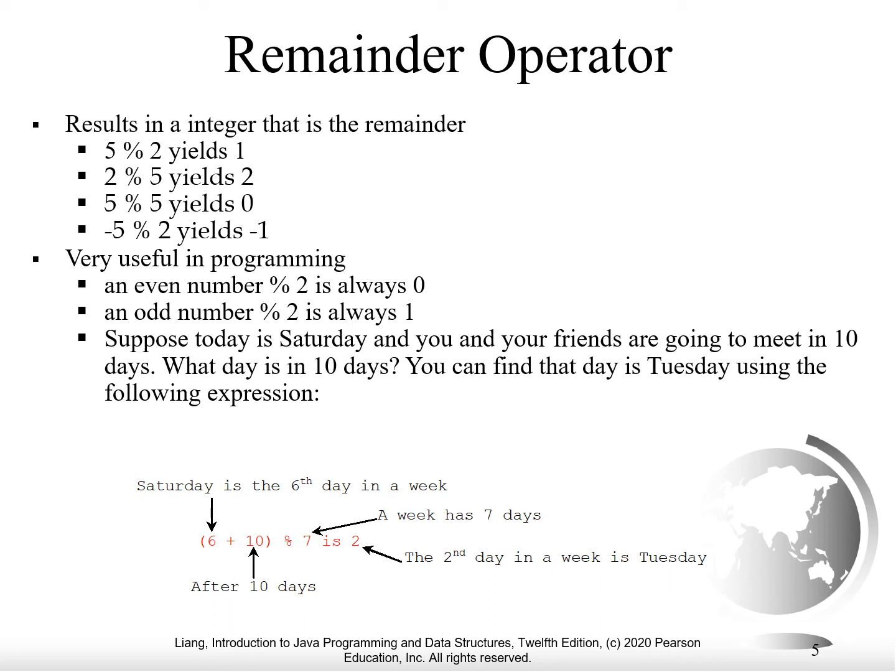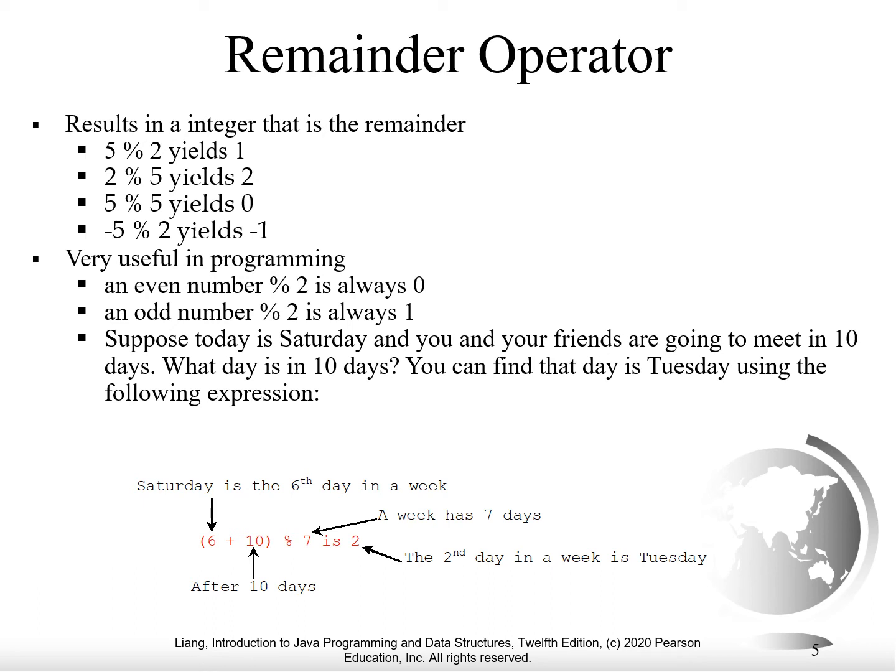Let's consider another example. Suppose that today is Saturday and you and your friends are going to meet up in 10 days. What day of the week is in 10 days? Well, since there's 7 days in a week, we will use modulo 7. Therefore, the result will be an integer from 0 to 6, exactly 7 values, and each of these values will represent a specific day of the week. We will denote 0 to represent Sunday, 1 to represent Monday, and so on.